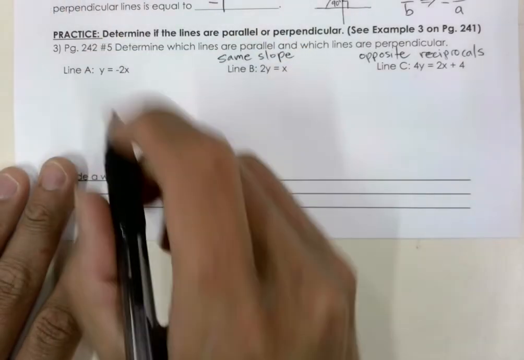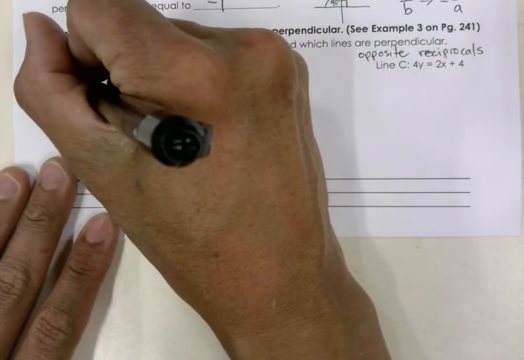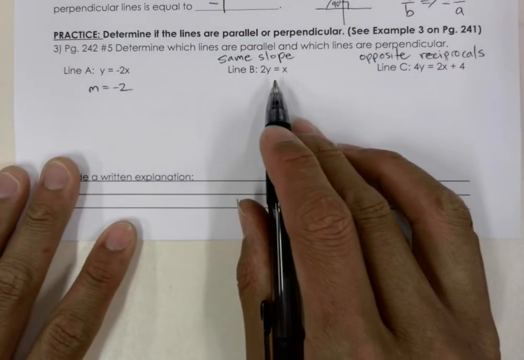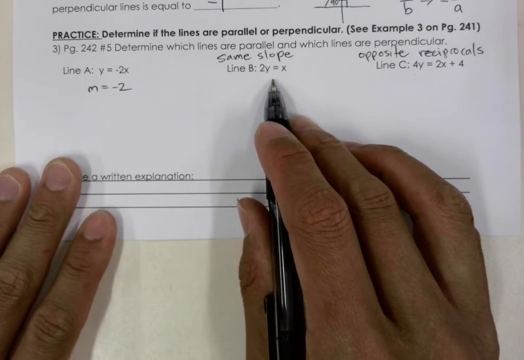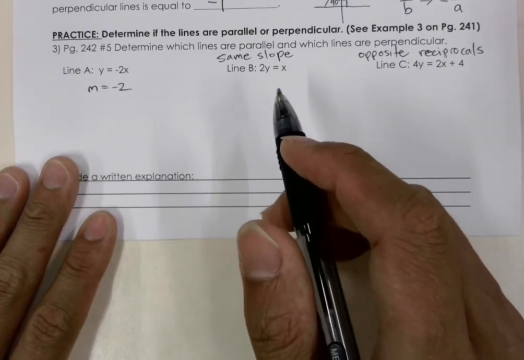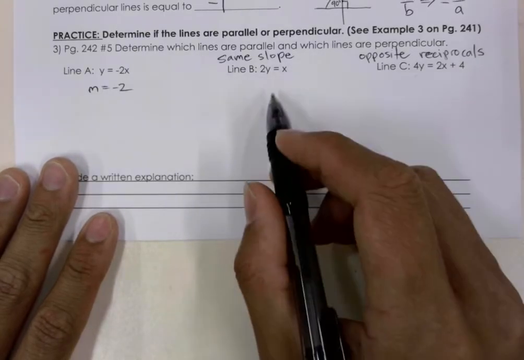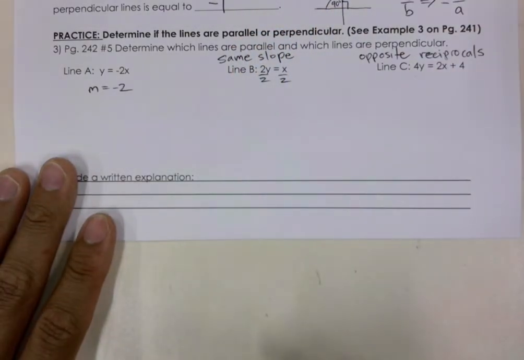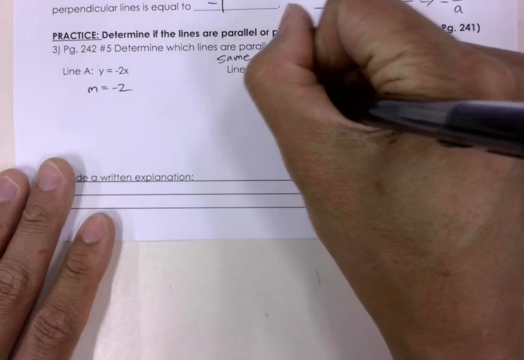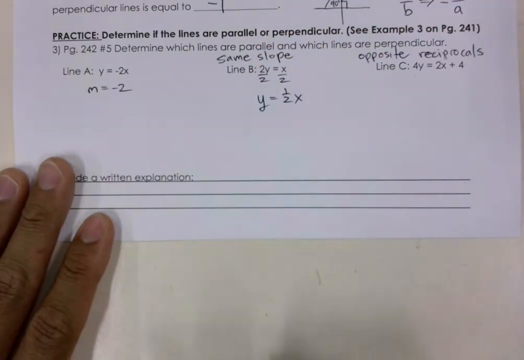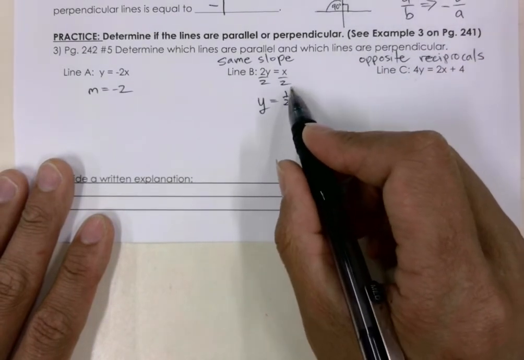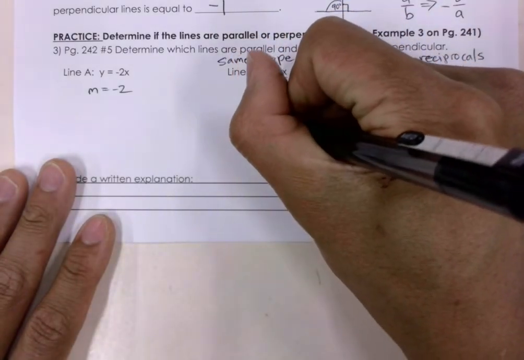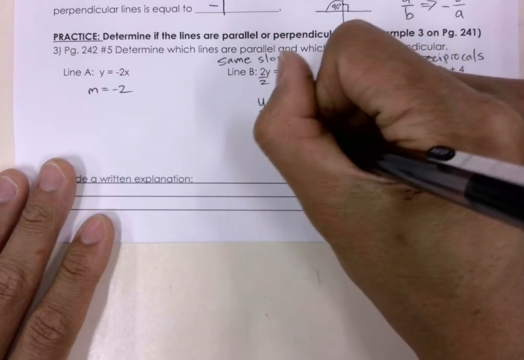The slope for line A is -2. So I'm going to write m is equal to -2. In line B, it's not as easy. We first need to write our equation in slope-intercept form, and we can go ahead and do that by dividing both sides of the equal sign by 2, and we'll get y is equal to 1/2 x. And because of that, the number in front of the x, once the equation is in slope-intercept form, is our slope. So in this case, line B has a slope of 1/2.